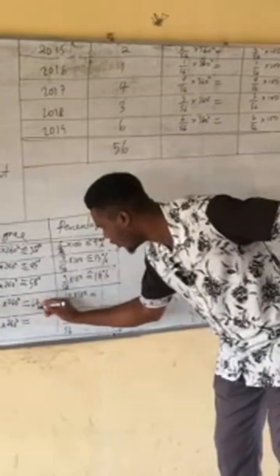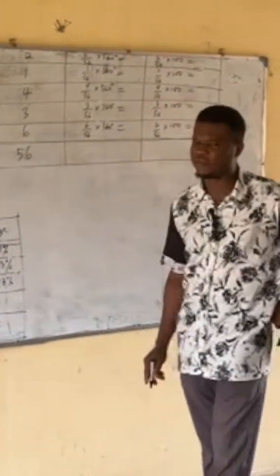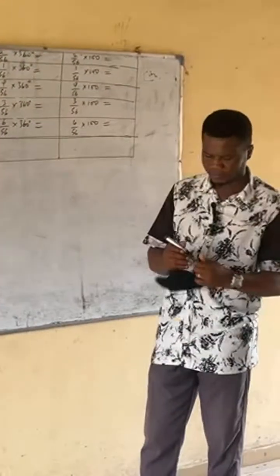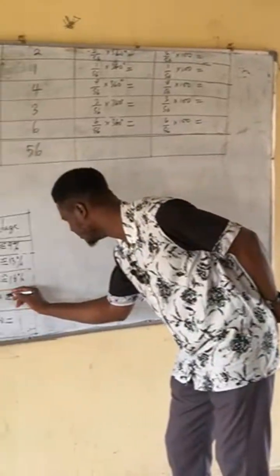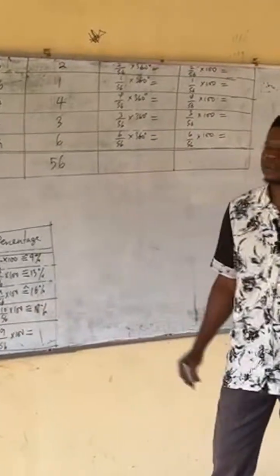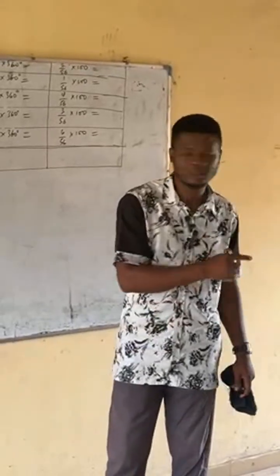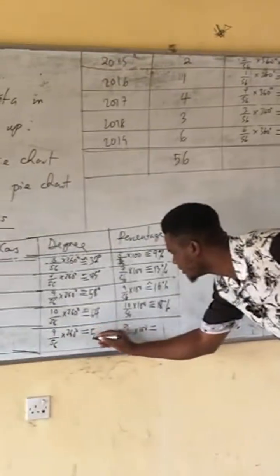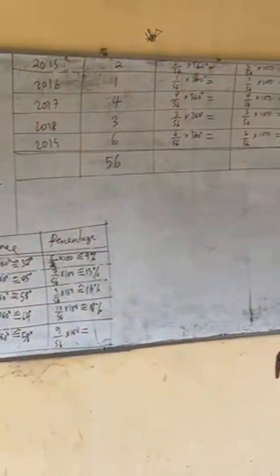64.2, that's 64 approximately degrees. Then this one, 1000 divided by 56. 17.85, that is 18%. Then 9 times 360 divided by 56. What is it? 57.85, that's 58 degrees approximately. Then 900 divided by 56.